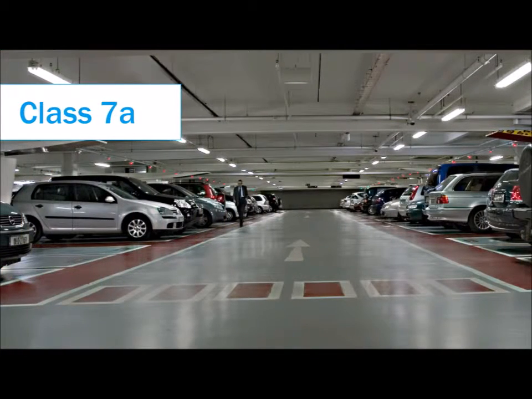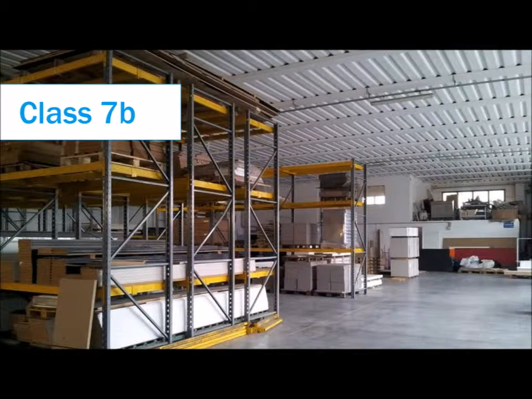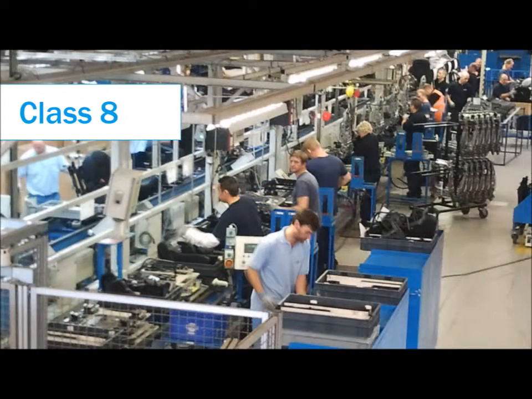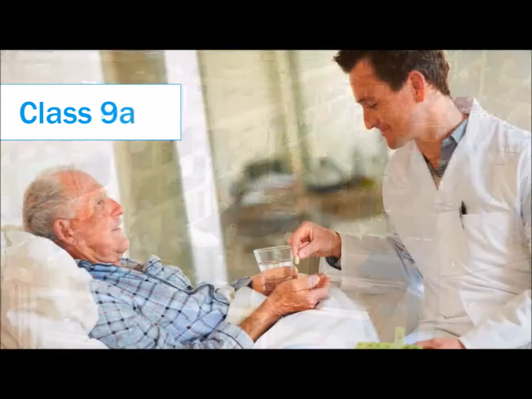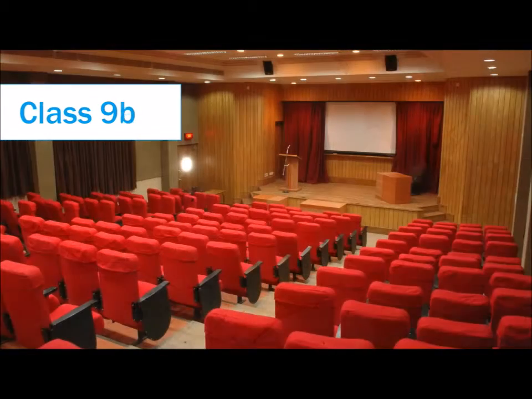Class 7A would be a car park, and Class 7B would be a storage or warehouse sort of situation. Class 8 would be a laboratory building or a handicraft or process, production, assembling, altering, repairing, packing, finishing or cleaning of goods. Class 9 would be a healthcare building, that would be Class 9A.